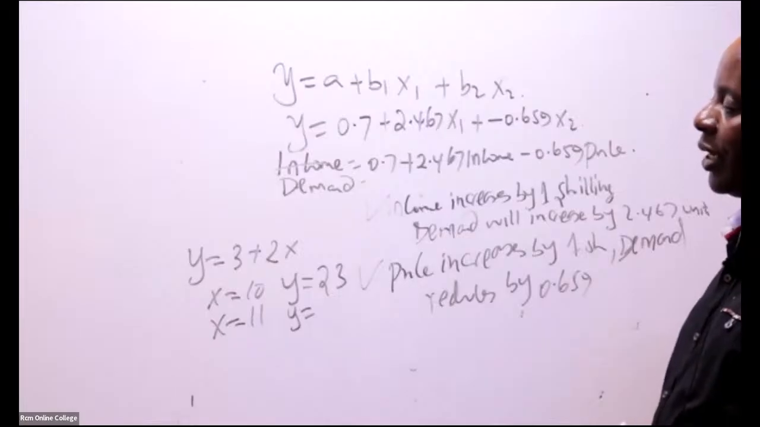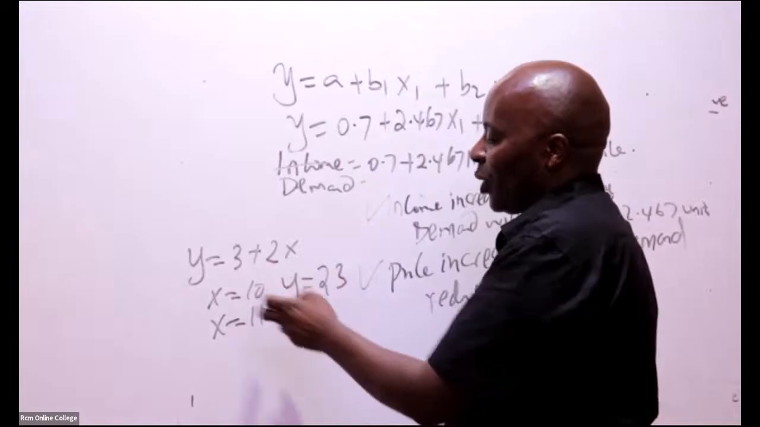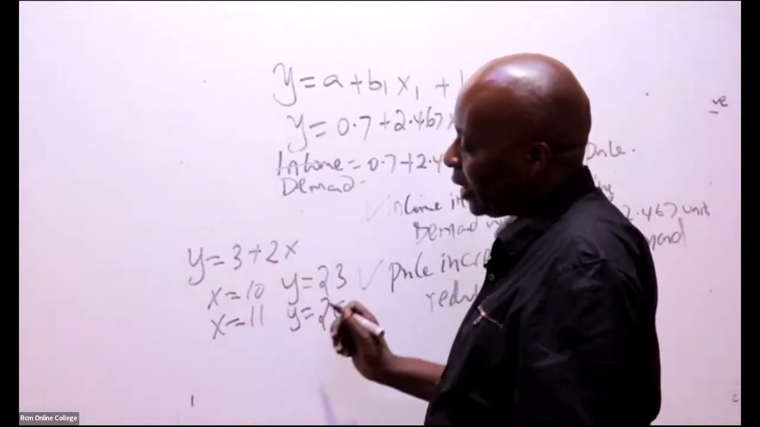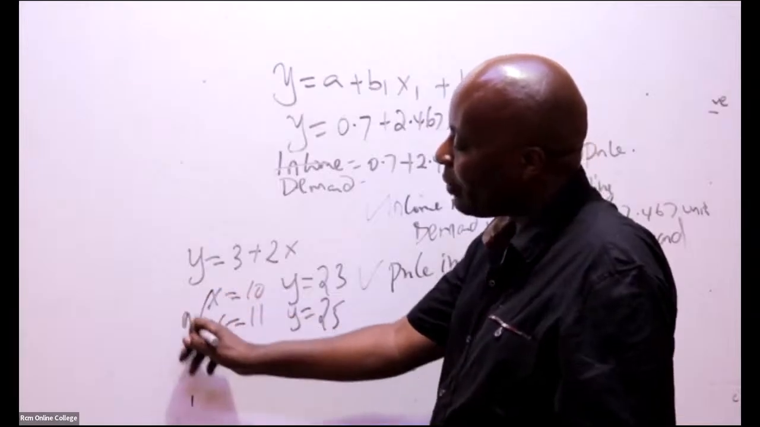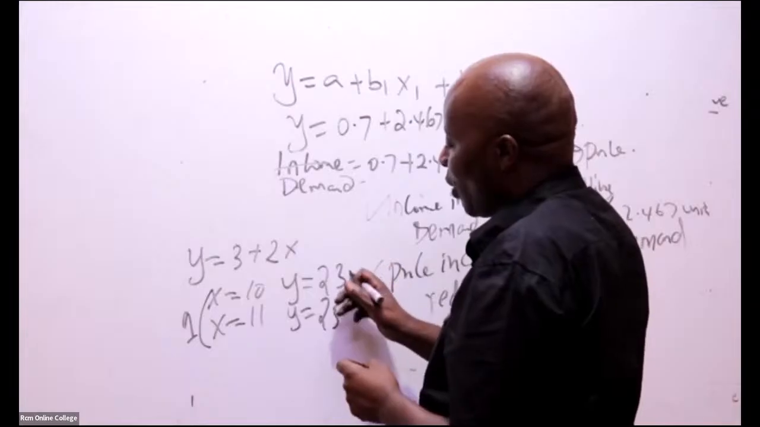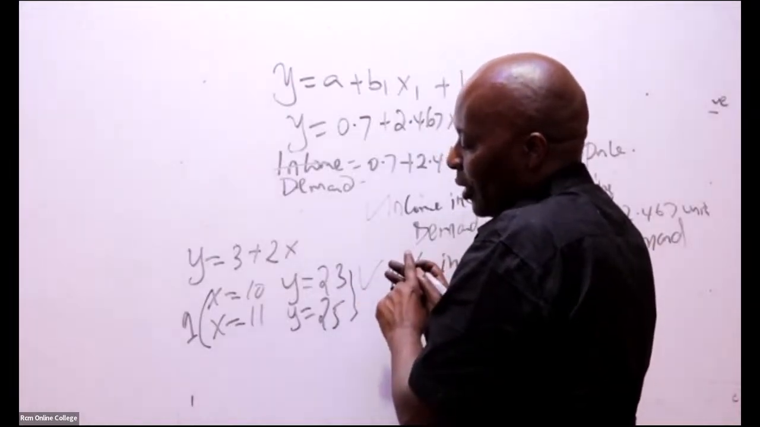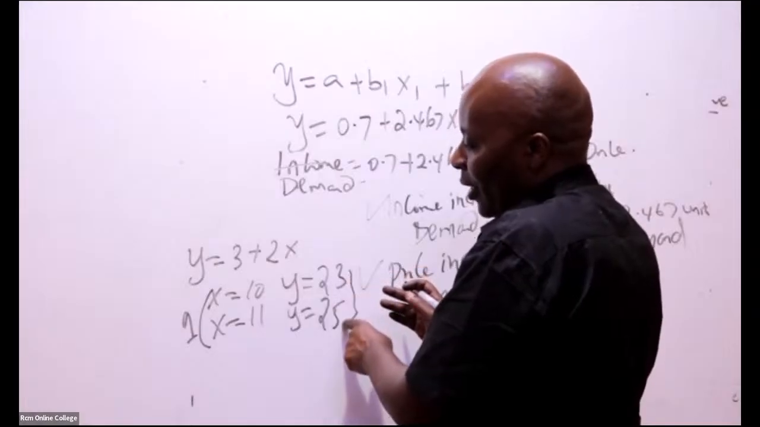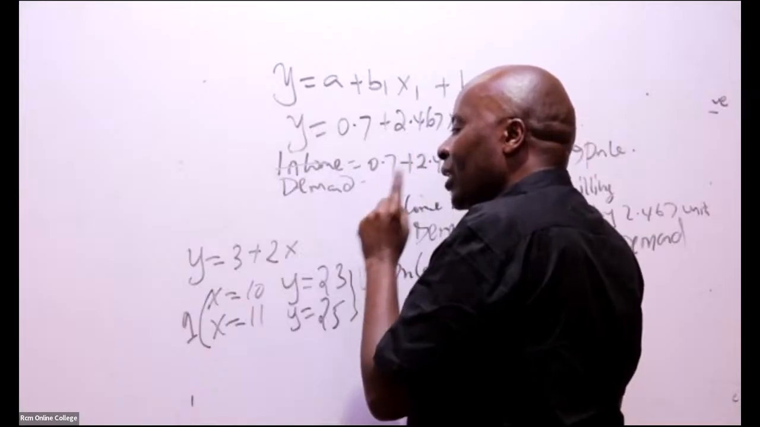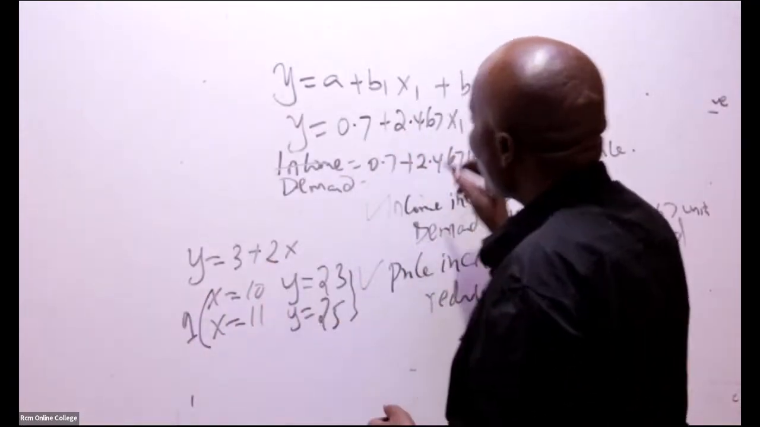If x is 11, this will be 2 times 11, 22, plus 3. This gives me 25. So check this: when x increases by just 1, what has happened with y? y has increased by 2, because 23 to 25. That's how you interpret the gradient. When x goes up by just 1 unit, then because of the positive, y will increase by 2. That's how you'll also be able to interpret this.